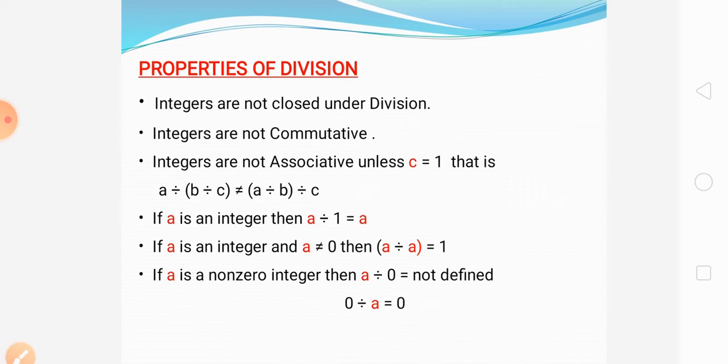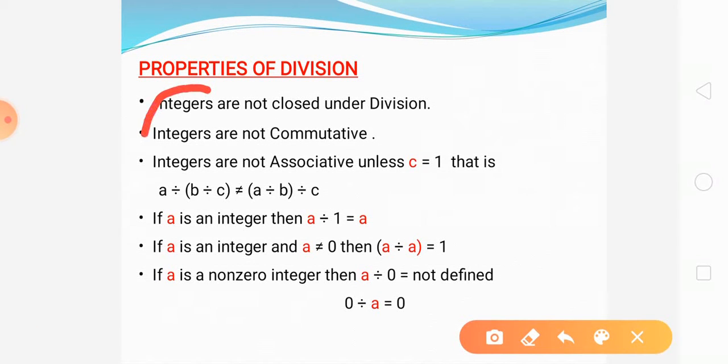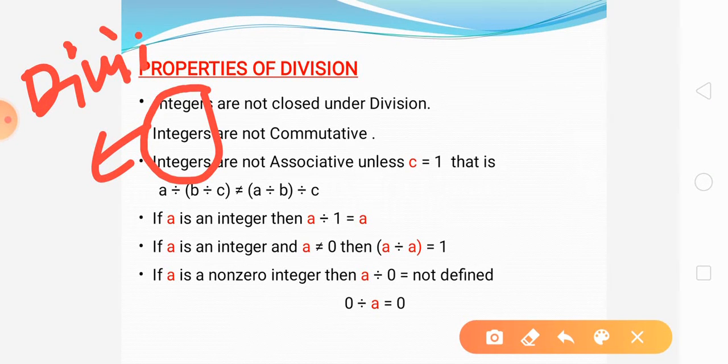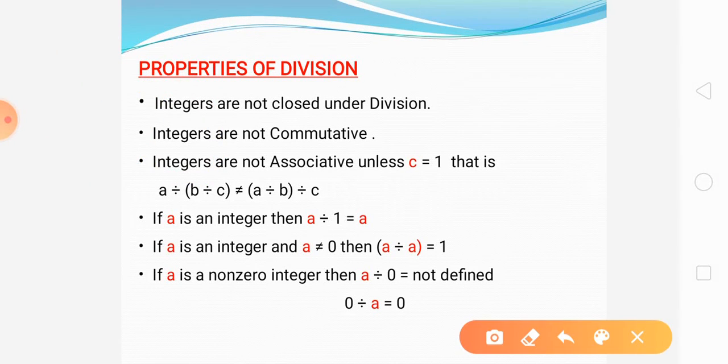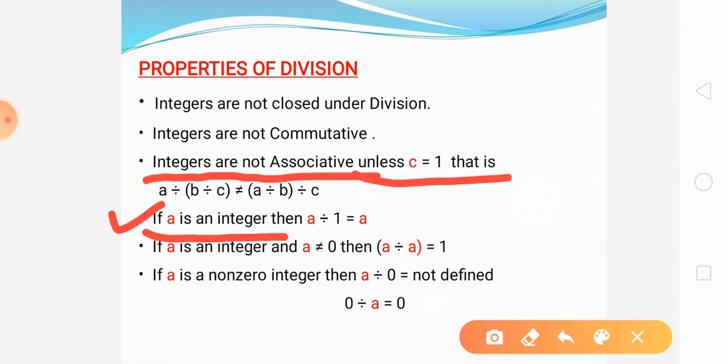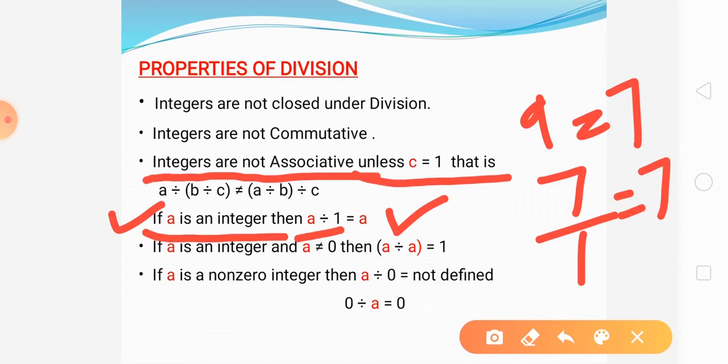Third, division is not associative. Guys, please correct here. I have written integers, here it will come division. Division is not associative unless C is equal to 1. Next, if A is an integer and I divide A by 1, I will get A. Let's suppose A is equal to 7, and if I divide 7 by 1, I will get 7.